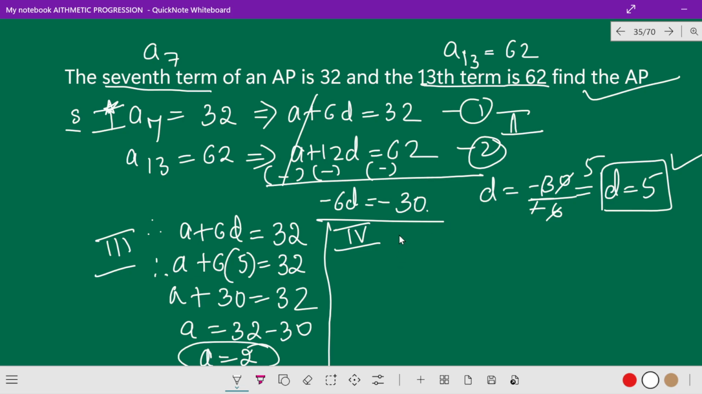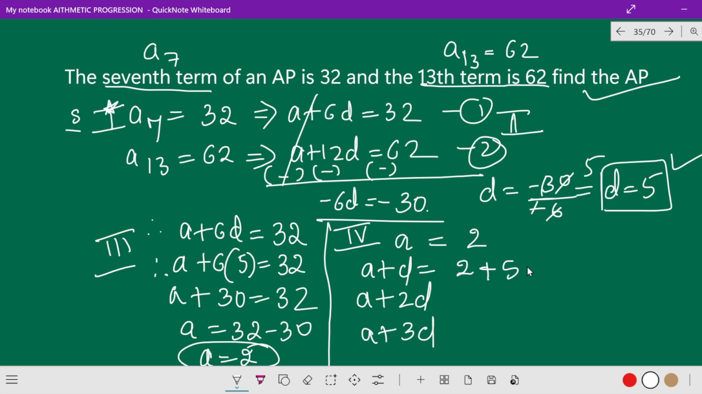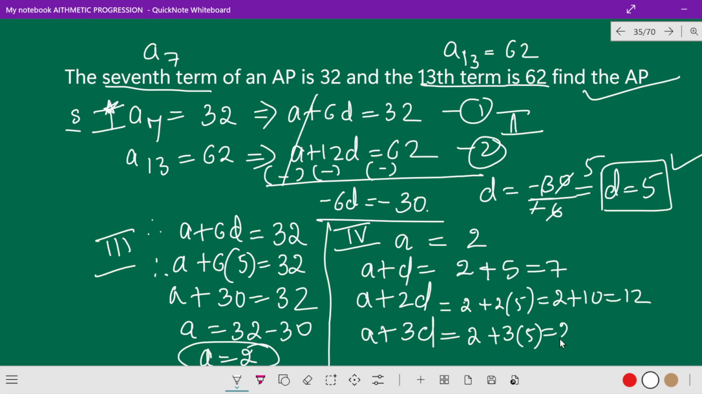To form an AP, use the rule: A plus D, then A plus 2D, A plus 3D. Just take 4 terms. So the A value is 2. A plus D is 2 plus 5, the answer is 7. A plus 2D is 2 plus 2 into 5, which is 2 plus 10, that is 12. Then A plus 3D is 2 plus 3 times 5, that is 2 plus 15, the answer is 17.